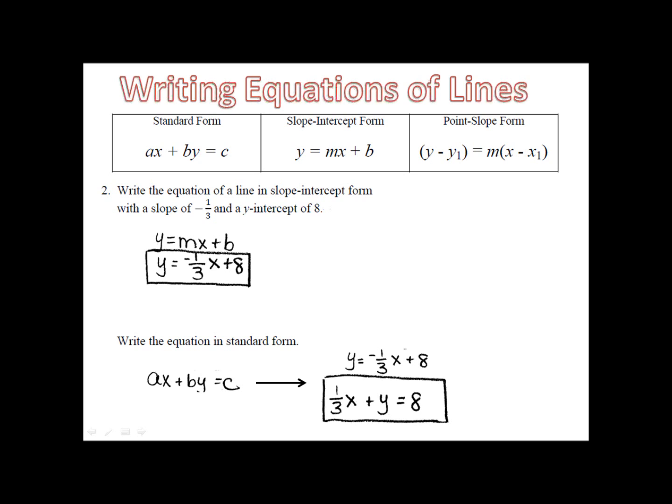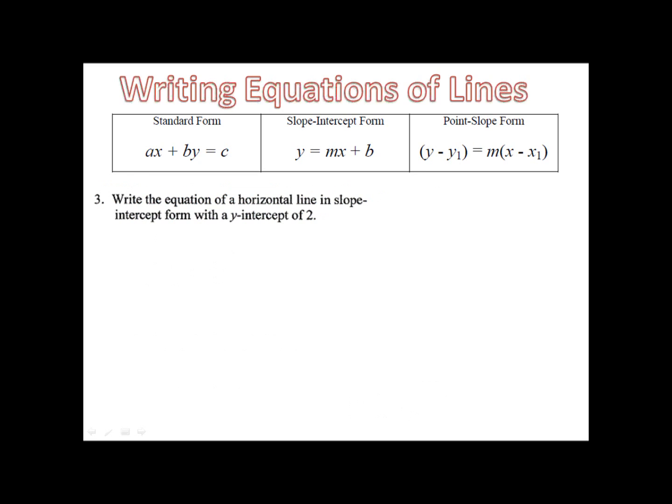y equals mx plus b is the form of a slope-intercept equation, and we plug in the -1/3 and the 8, so we have y equals -1/3 x plus 8. ax plus by equals c is an equation in standard form. I need to get the x to the left-hand side, so I add 1/3 x. I now have 1/3 x plus y equals 8.